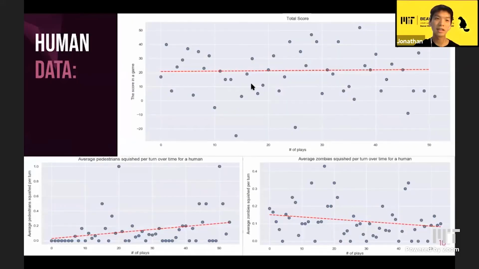So here you can see the human data as they played more games. Looking at the score chart, you can see that their score didn't exactly improve over the 50 games they played. But if you look at the bottom two graphs, you see that their strategy did change. On average, they squished more pedestrians and they squished fewer zombies. Let's see how that happened.